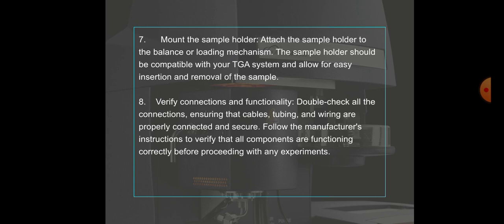Mount the sample holder. Attach the sample holder to the balance or loading mechanism. The sample holder should be compatible with your TGA system and allow for easy insertion and removal of the sample. Verify connections and functionality. Double check all the connections ensuring that cables, tubing and wiring are properly connected and secure. Follow the manufacturer's instruction to verify that all components are functioning correctly before proceeding with any experiments.